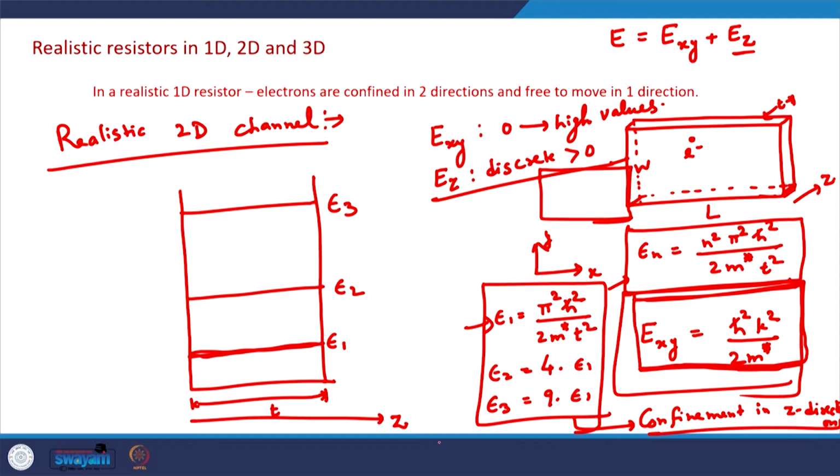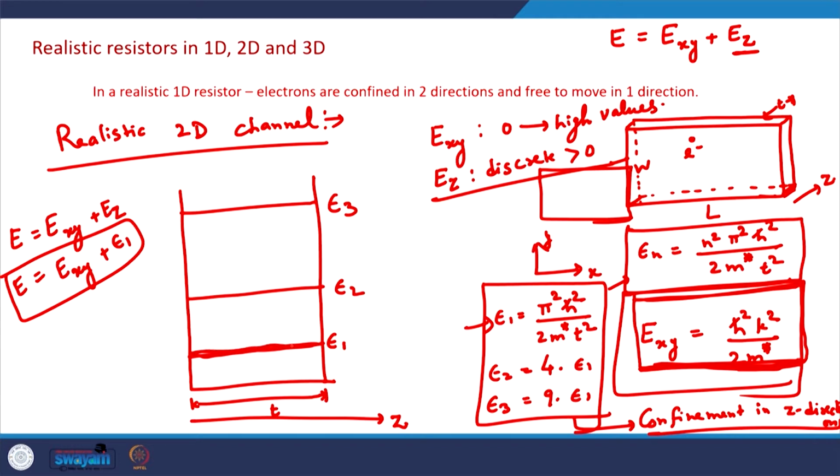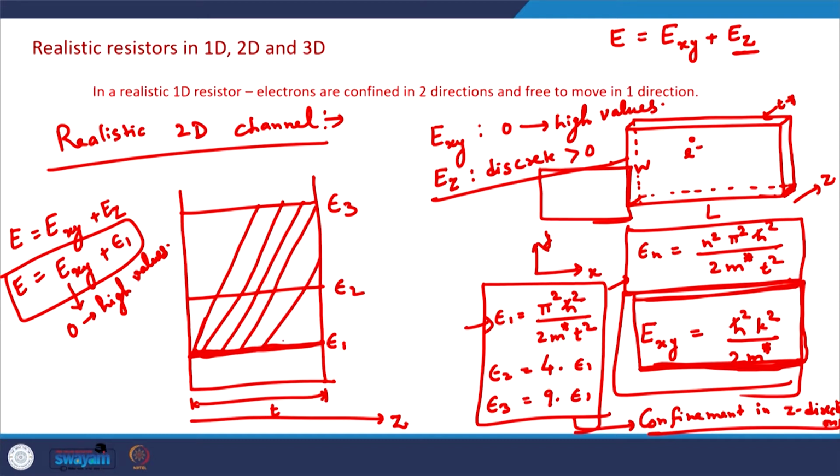Let us say the electron has energy epsilon 1 in z direction, or the electron is in the lowest possible state in the z direction. Then, because of the energy in xy direction, the total energy of the electron is the sum of EXY plus EZ, and if we put EZ to be epsilon 1, it would be EXY plus epsilon 1. For these electrons the energy can be anywhere from epsilon 1, because EXY can go from 0 to very high values. So the electrons that have energy epsilon 1 in z direction may have total energy anywhere from epsilon 1 to a high value.